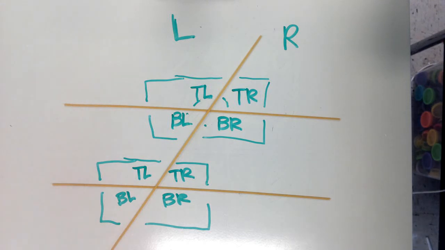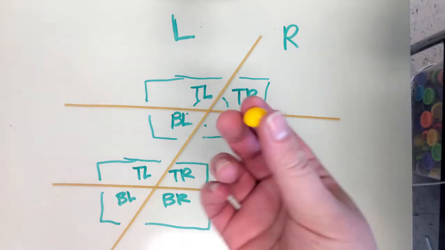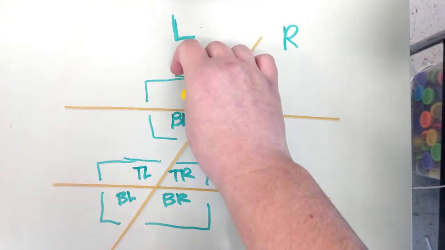So if we get our Skittles out, I want you to find two Skittles that are the same color. I'm going to use yellow, doesn't matter what colors you use. And I'm going to place this first yellow Skittle in the top left position up here.